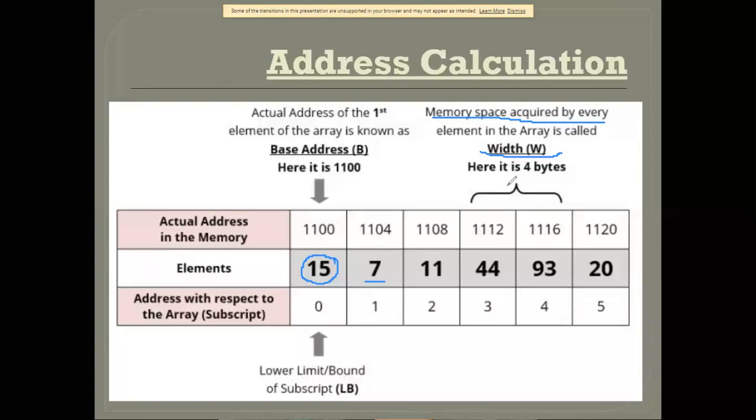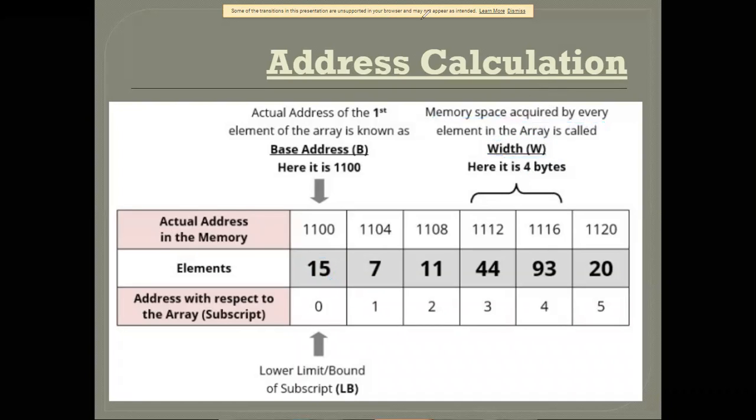So why has the width value been given as 4 bytes here? Because according to the processor, the integer value changes. If the processor is 16 bit, an integer requires 2 bytes. If the processor is 32 bit, it requires 4 bytes. So according to that, the width value gets changed. Okay, so I hope everyone is clear about the diagram of it.